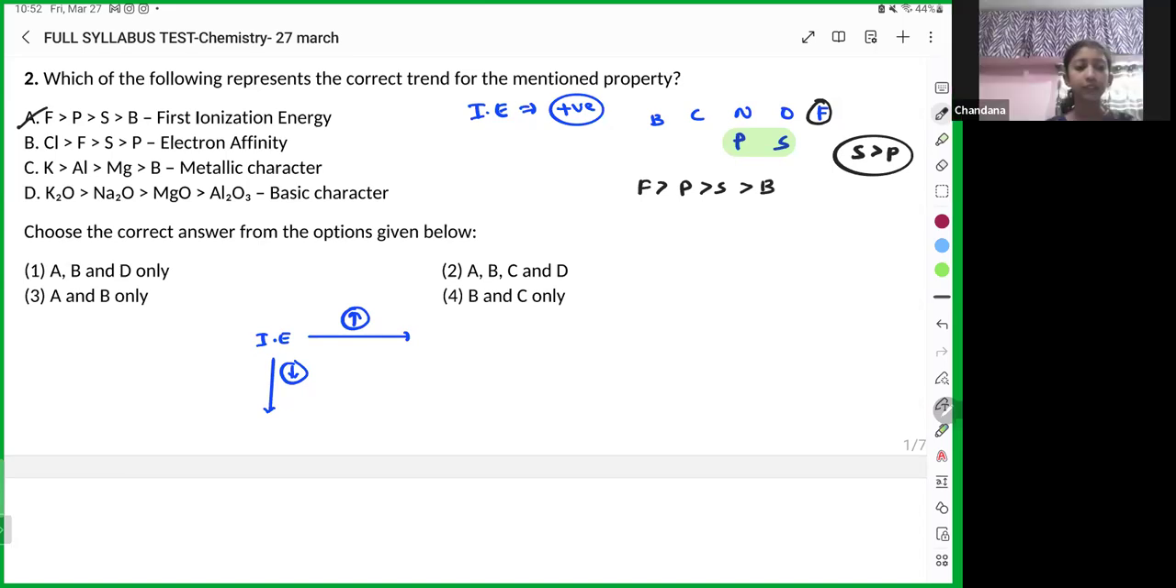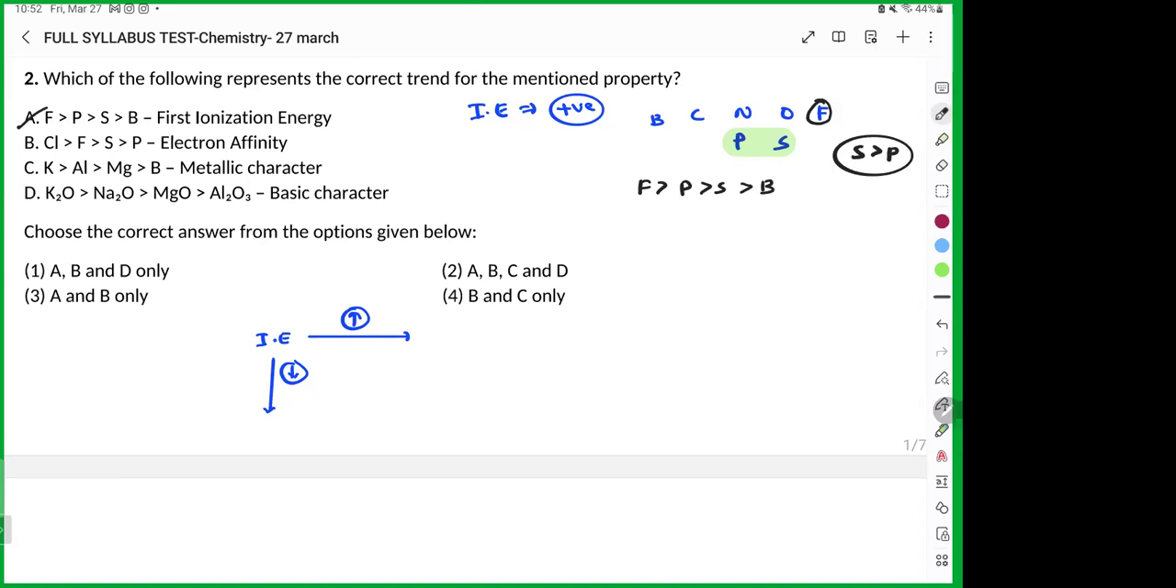Yes, in group 15 you have half-filled orbitals, and half-filled orbitals are more stable. Correct? That's why group 15 elements have more ionization enthalpy than group 16. That's why this is correct.